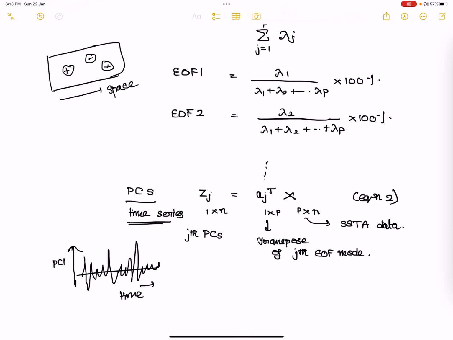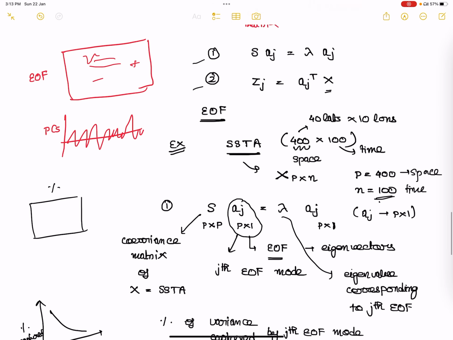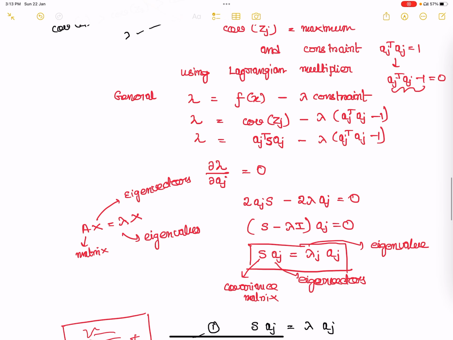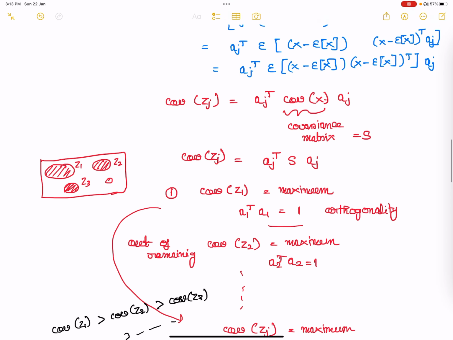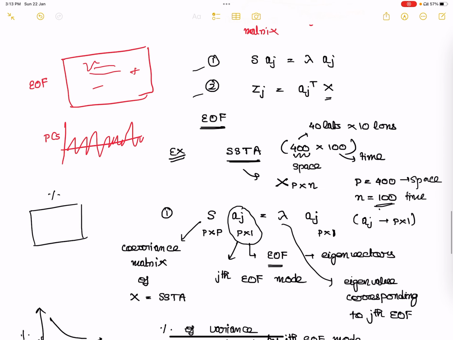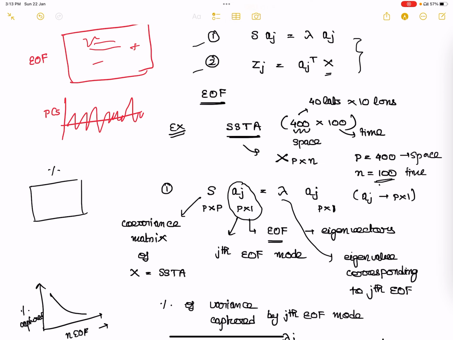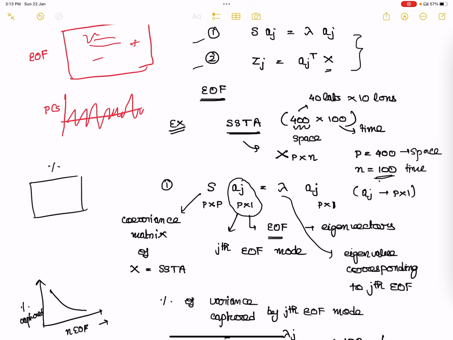So we have understood the very basic mathematical background behind the principal components and the empirical orthogonal functions, and we have maximized using the Lagrangian multiplier here. Finally, we have seen that these two expressions are very important to understand the PCs and the EOFs and to relate them properly. From the first equation, S is the covariance matrix of the sea surface temperature anomaly. The Aj are what we call the empirical orthogonal functions, which show the pattern, and the lambdas are the eigenvalues, which help us calculate the percentage of variance captured.